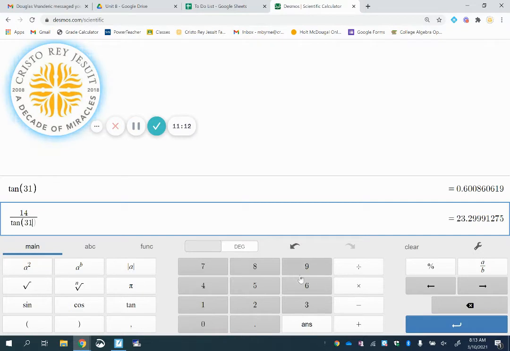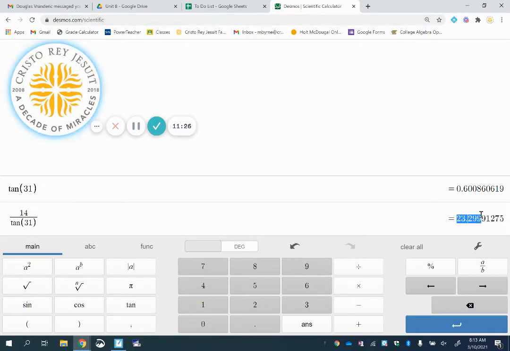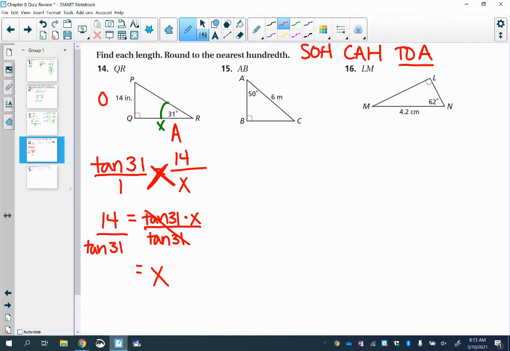And this is where I highly recommend, guys, that you are doing this on this scientific calculator. If you're trying to do this on the calculator on your phone, it's not going to work, okay? So I really recommend using this scientific calculator for this. Your answer is 23.29. The 9 means this rounds up to a 3, so 23.3 is approximately the value of X.